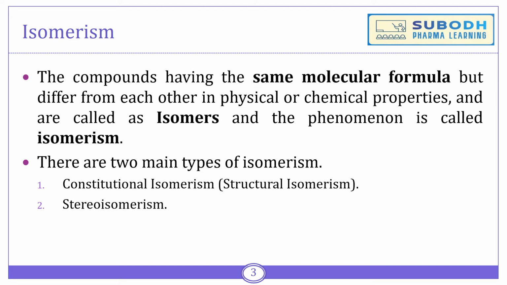There are two main types of isomerism. First is constitutional isomerism, also called structural isomerism, and the second type is stereoisomerism. In this video, we will learn about the first type of isomerism, that is structural isomerism.